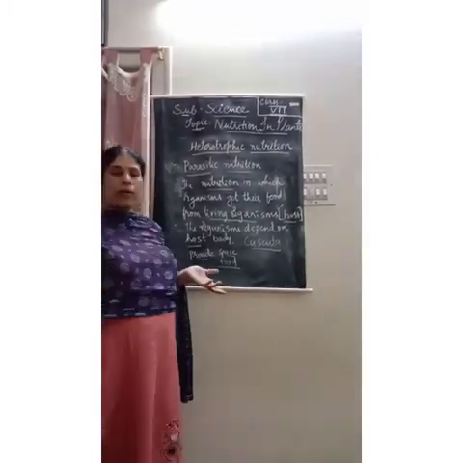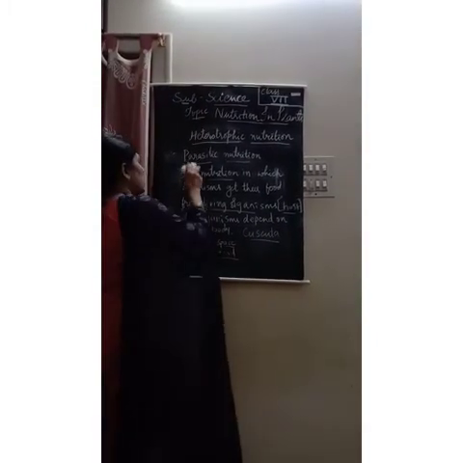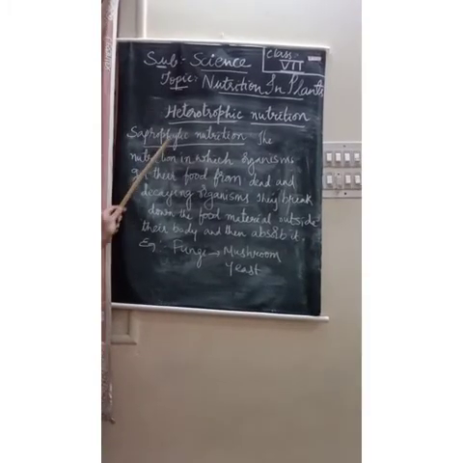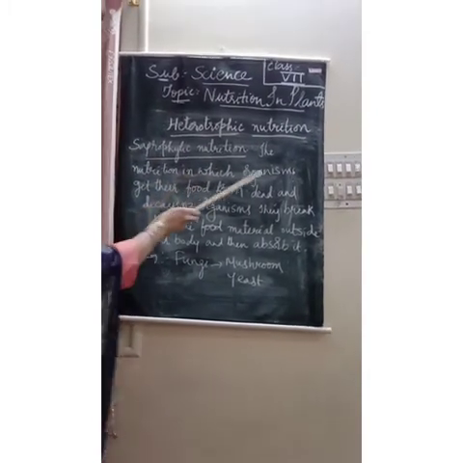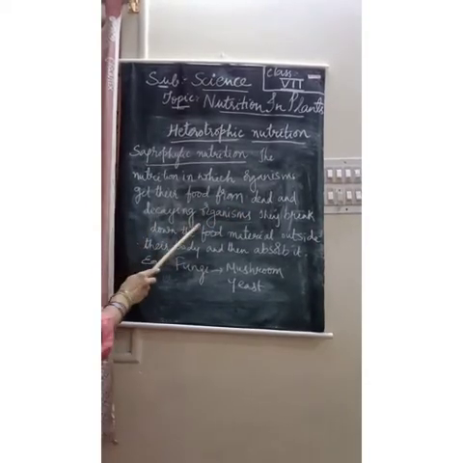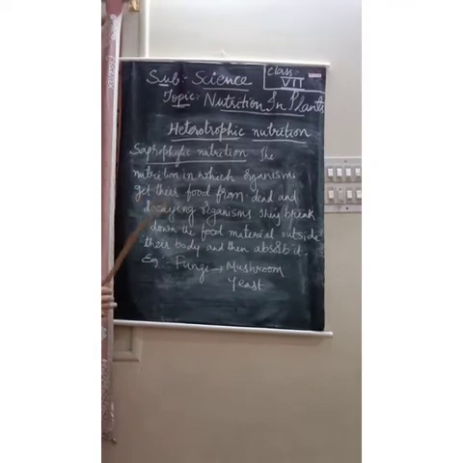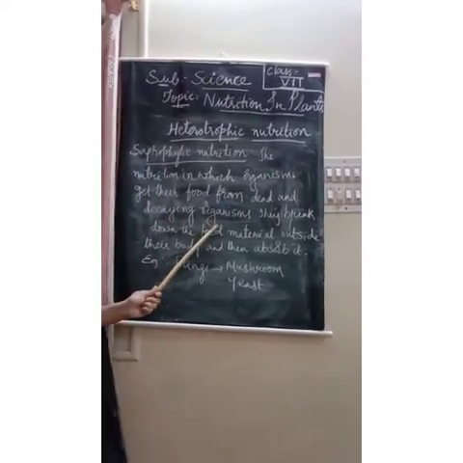One more type of nutrition is called saprophytic nutrition. Saprophytic nutrition, children. The nutrition in which organisms get their food from dead and decaying organisms. See, they are unable to prepare their own food, so they depend on dead and decaying organisms.